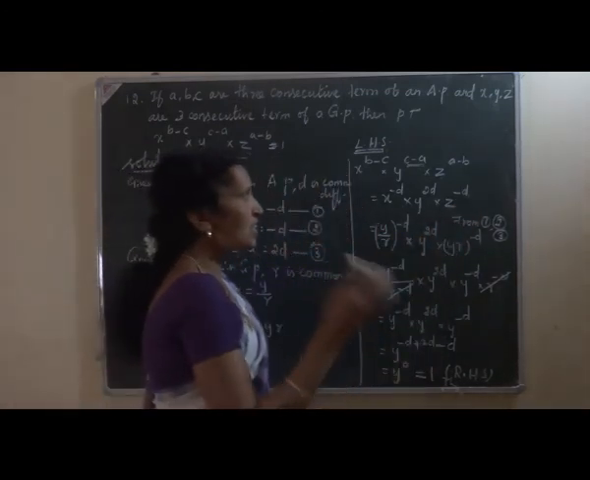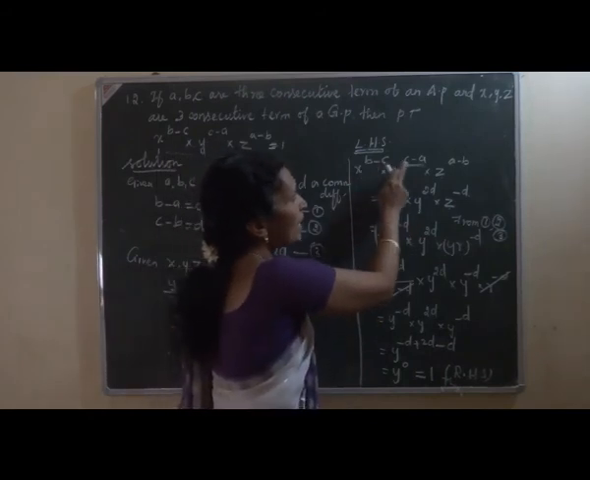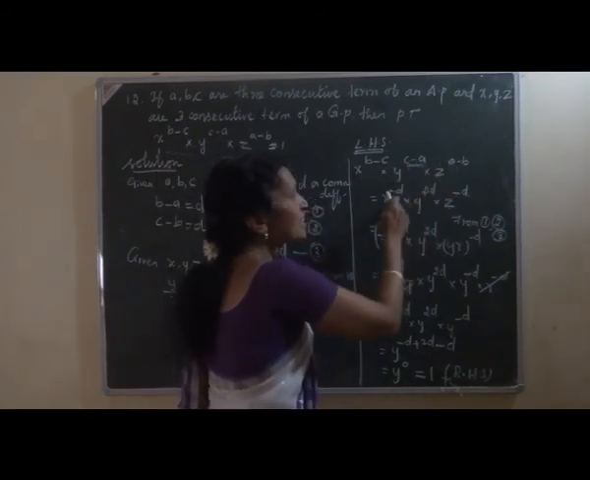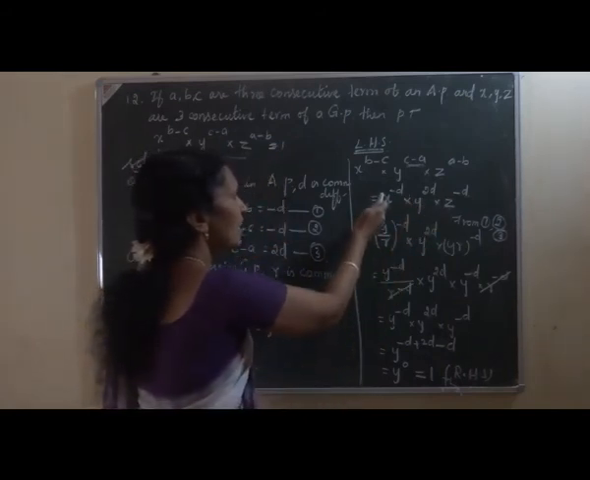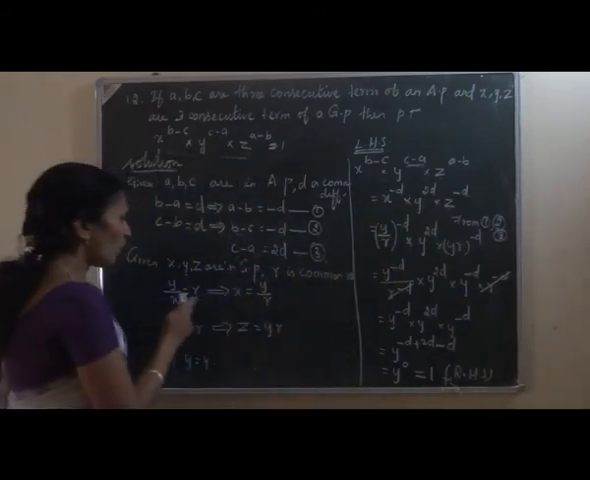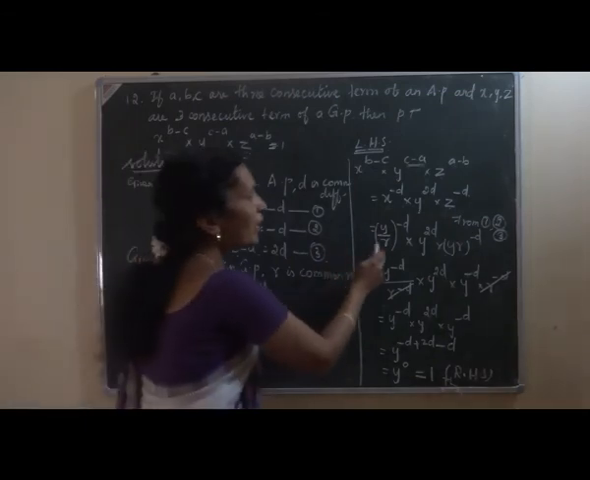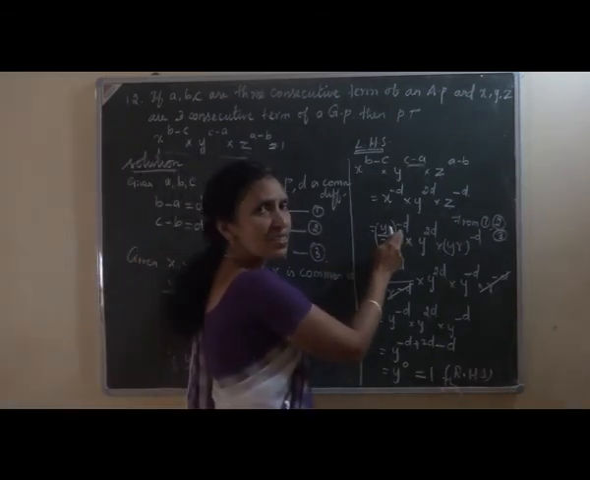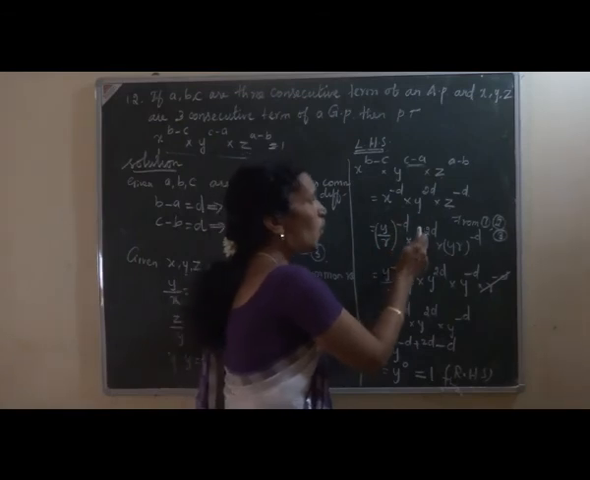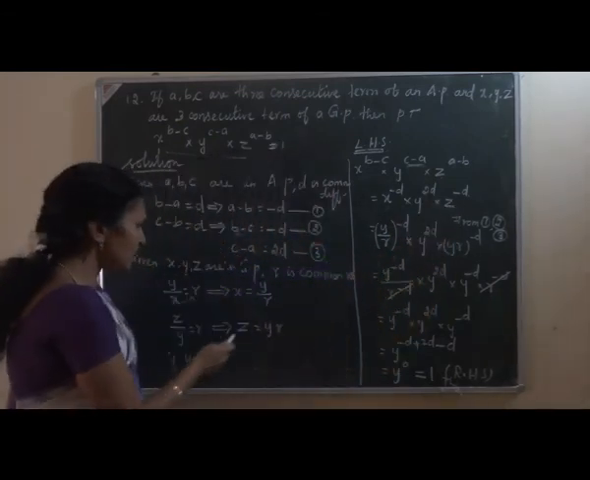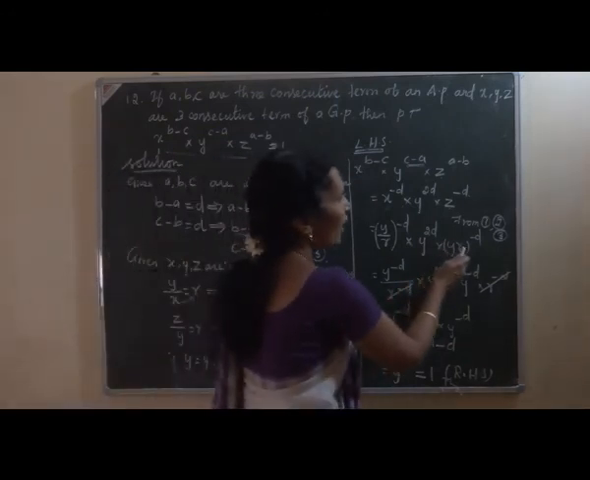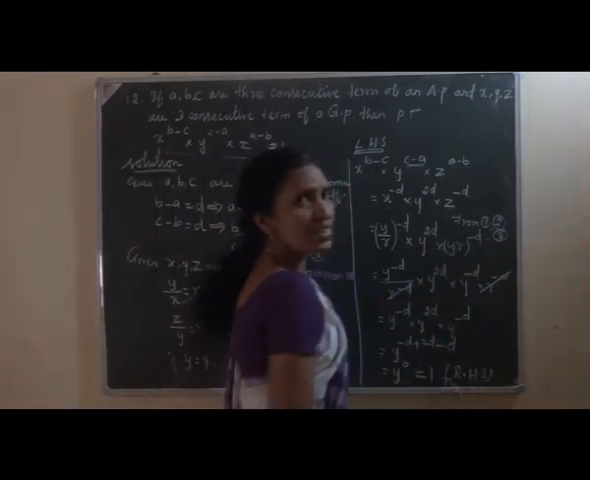So first, in this step we applied these values. Next step you apply these values. That's all. Next, the value of x is y by r. So y by r the whole power minus d into y power 2d into z. The value of z is yr. yr the whole power minus d.